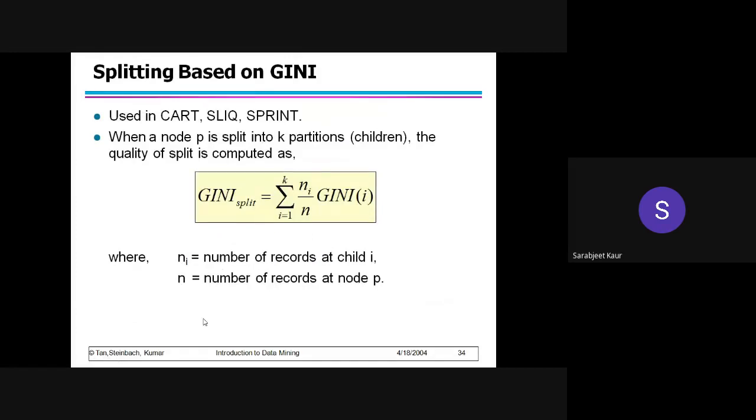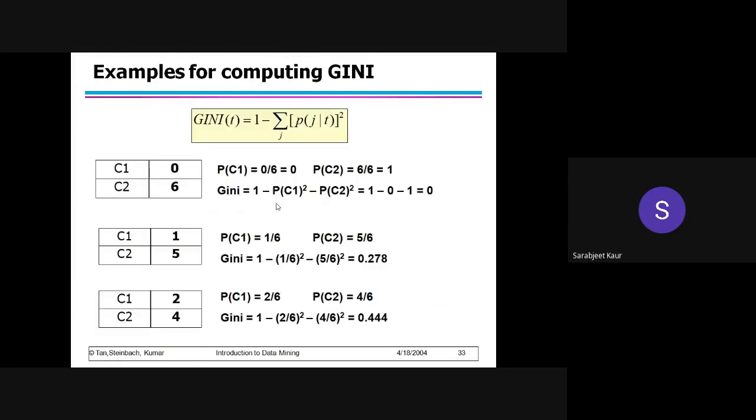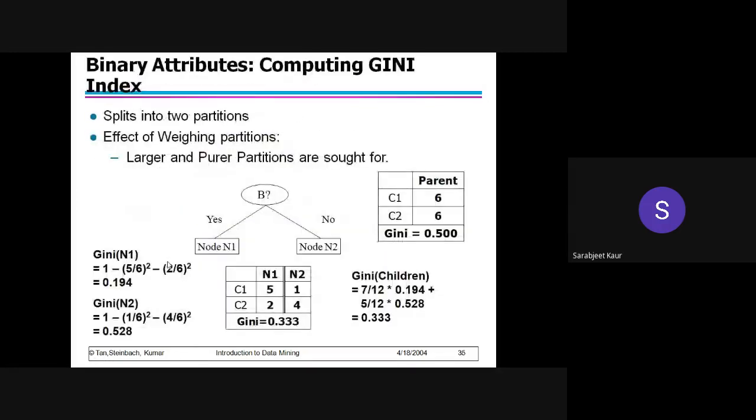For that, we also attach the weight of each node. Now, what is the weight of each node? Up till now you can see that we are only looking at the class distributions of each node.